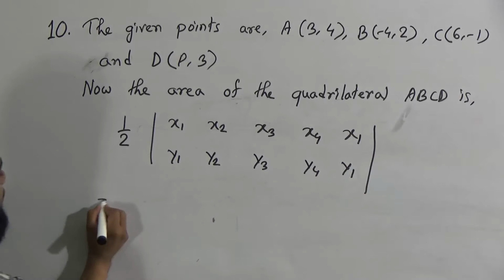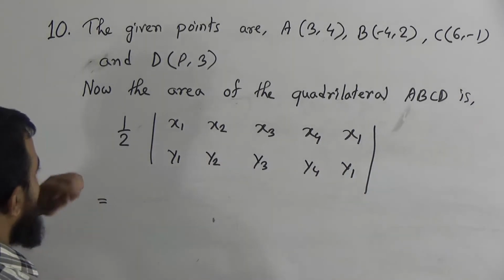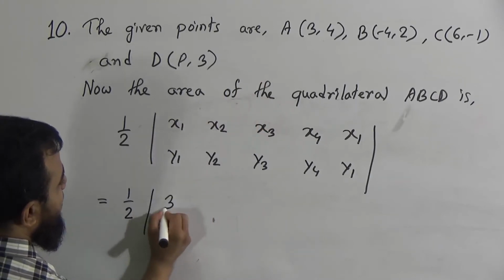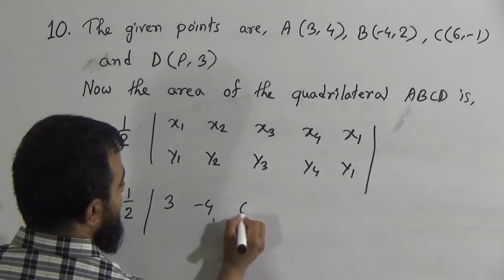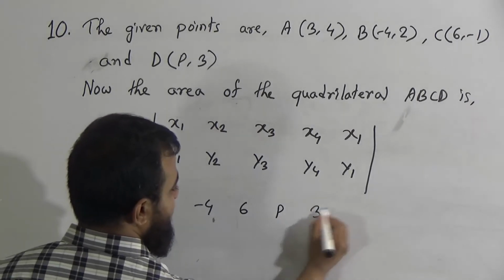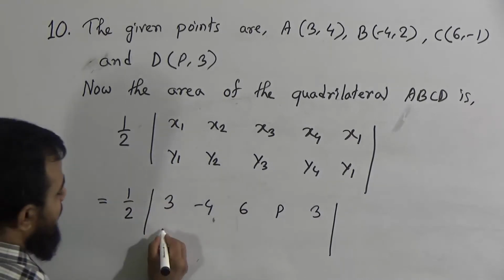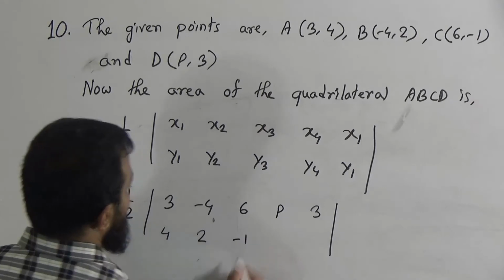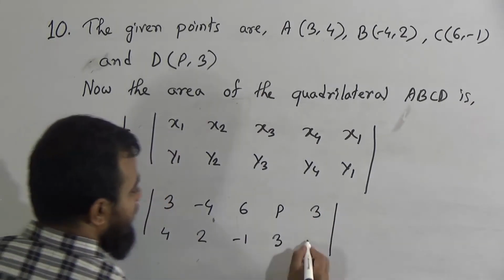Now we will put the value of x1 up to x4. Okay, now put the value of x1. X1's value is 3. X2's value is minus 4. X3's value is 6. X4's value is P, and x1 value is again 3. And now we should put the value of y1 y2. Y1's value is 4. Y2's value is 2. Y3's value is minus 1. Y4's value is 3, and again y1 value is 4.